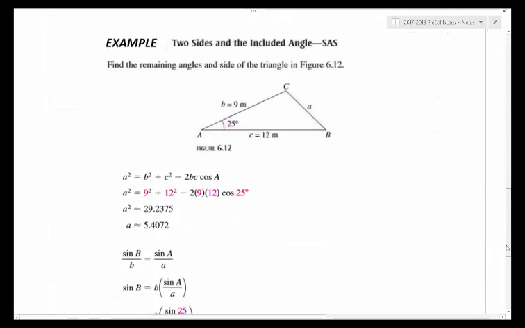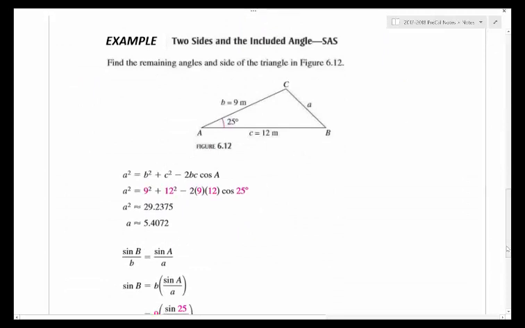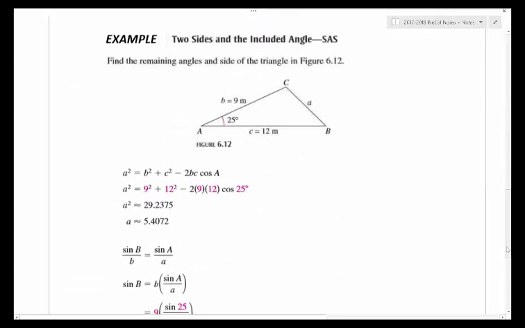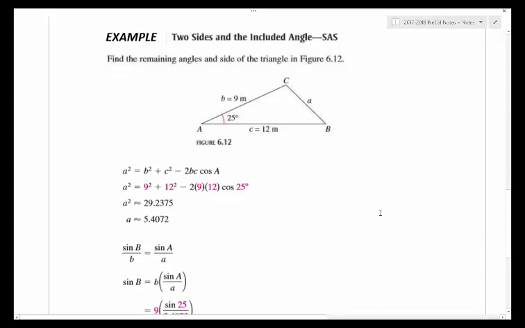Our second problem, here we have two sides and an included angle. The issue with this is, in order to use law of sines, I have to have an angle with a side across from it. Otherwise, it doesn't work. So what I do is I use the law of cosines to find A, because when I find A, I can use the law of sines for anything I want to.